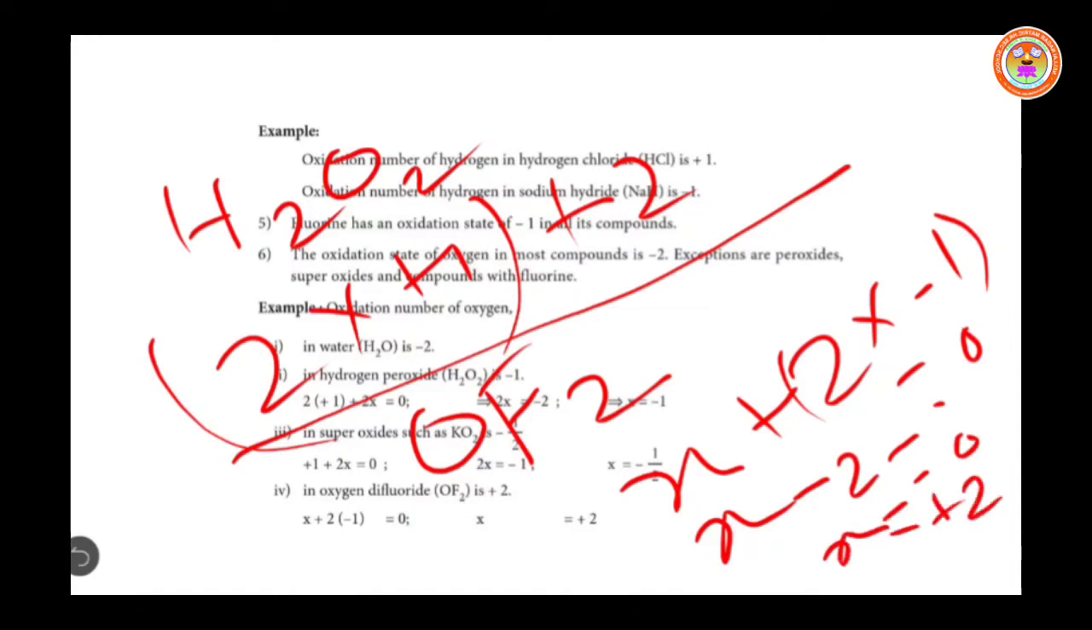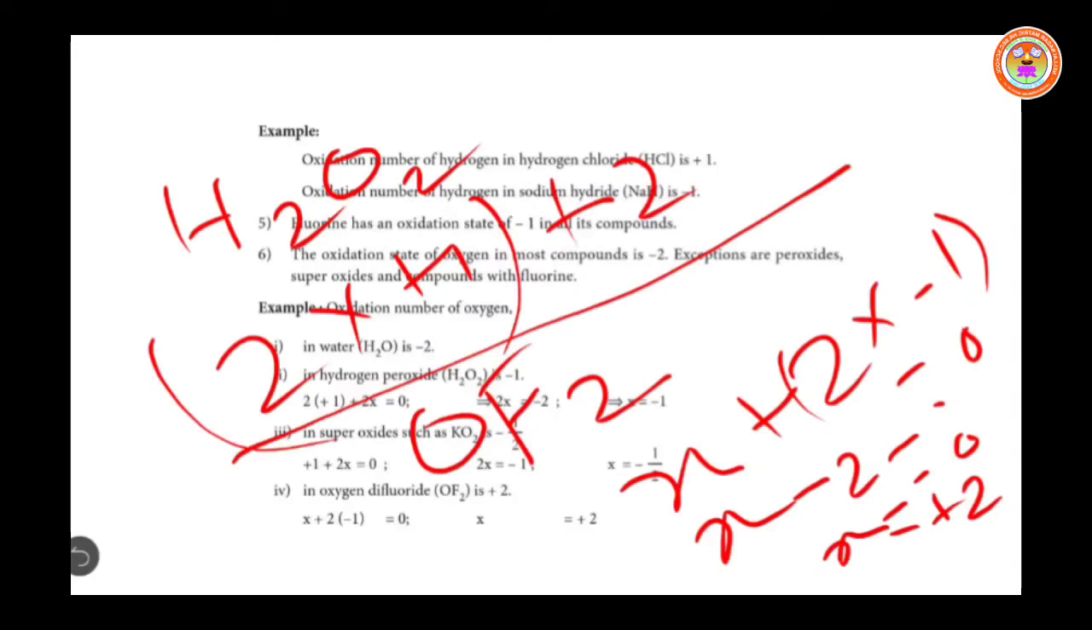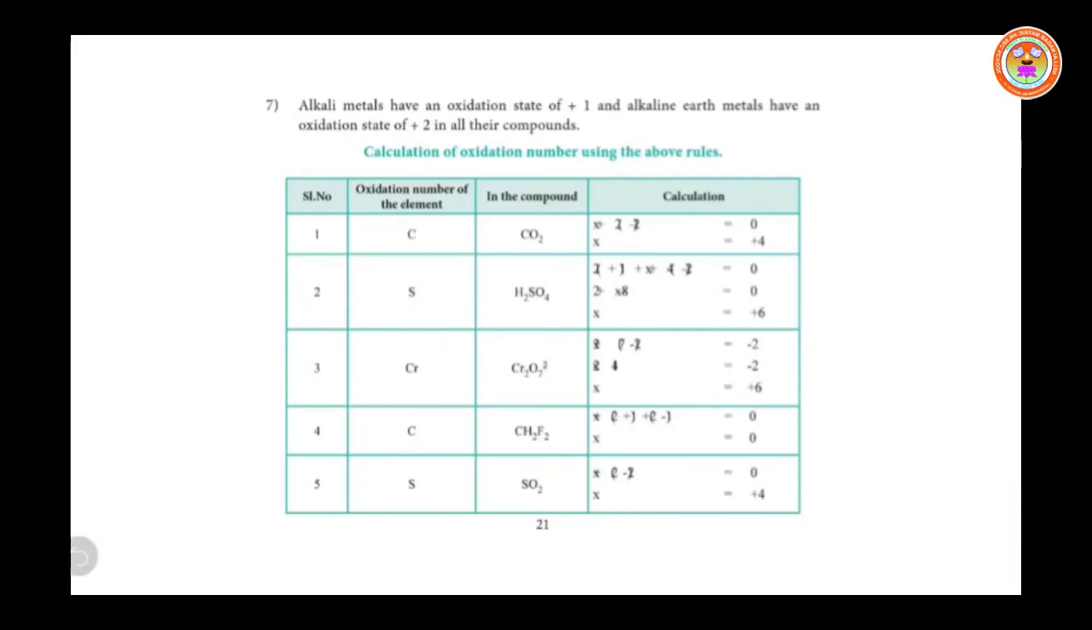Understand? Then next, rule number 7. Rule number 7 is the oxidation state of alkali metal is plus 1 and alkaline earth metal is plus 2. Children, study all the 7 rules thoroughly. Now we are going to calculate the oxidation state of the elements in the following compounds. First we are going to calculate the oxidation state of carbon in carbon dioxide.